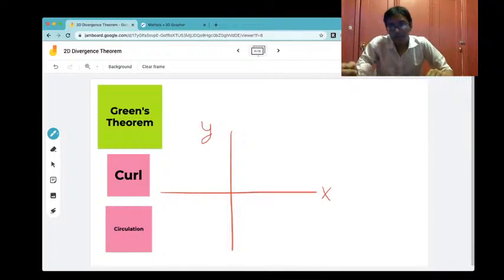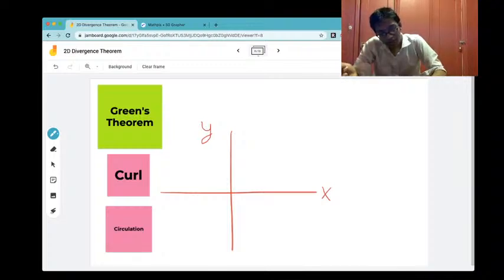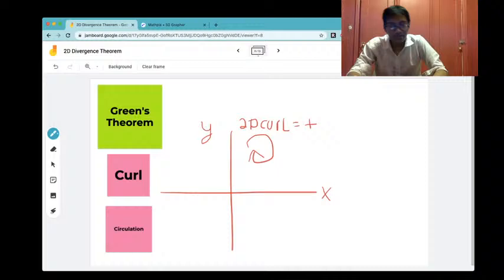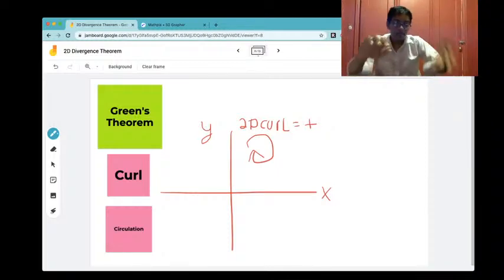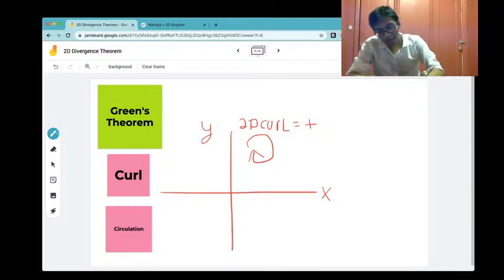curl is really about, what is curl? Well, curl is basically all about rotation, right? So for example, if I have something moving counterclockwise, its two-dimensional curl would be positive. That's really all curl is. It's a measure of rotation in a field. So for example, if a field exerts a torque on an object and that torque happens to make the object go counterclockwise, its two-dimensional curl would be positive, right? So that's what curl is all about.